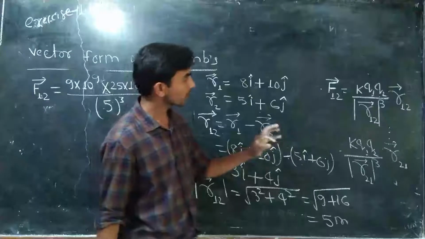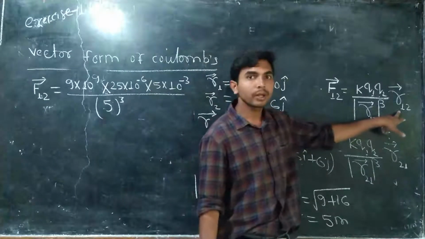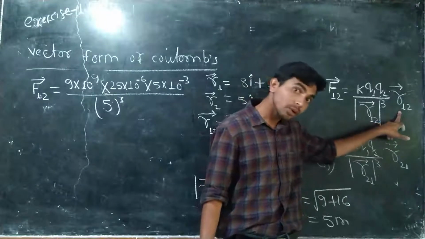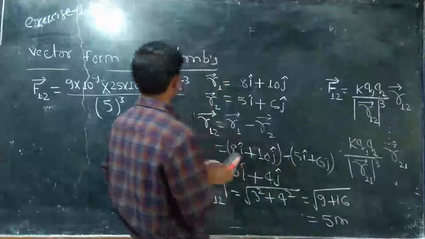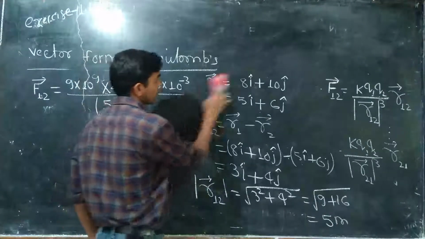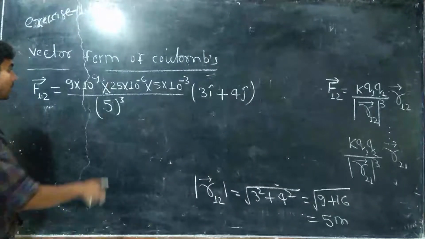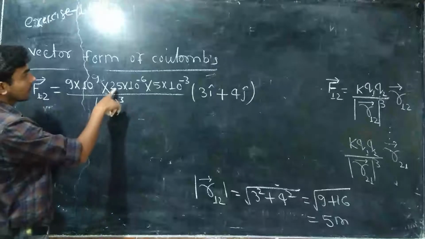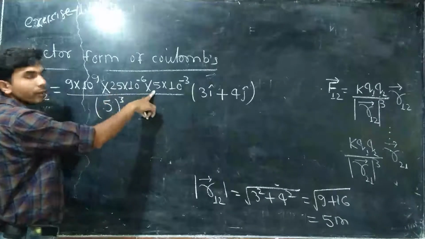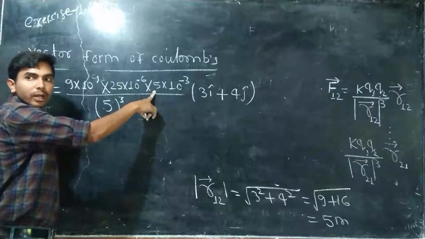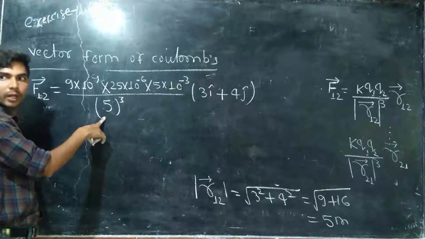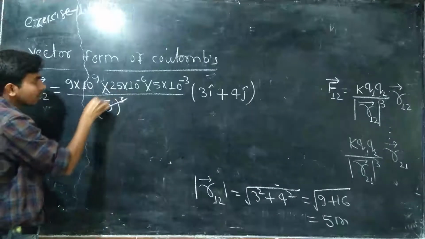And now one more thing we have to write, this vector, the position vector of R1 with respect to R2, right? Here space is not enough, so I have to rub this one out. Now you can see, this is how much? 25 into 5, 125, right? And 5 to the power 3, 125, right?